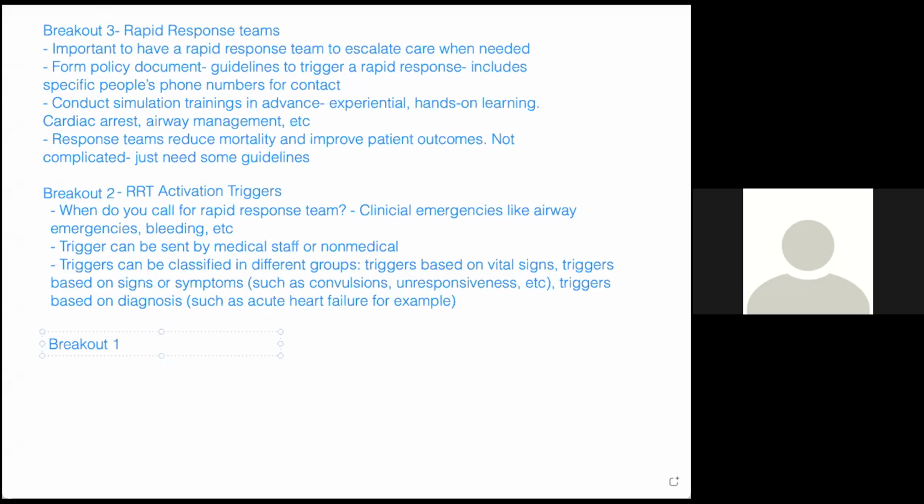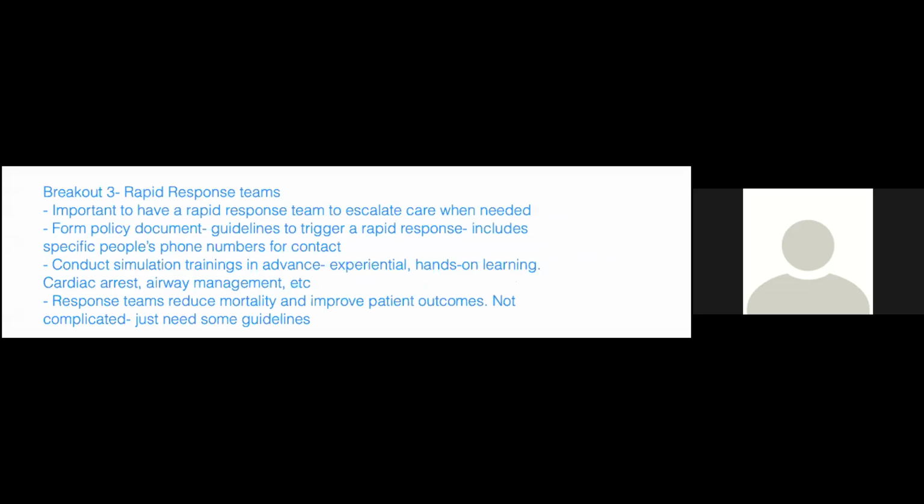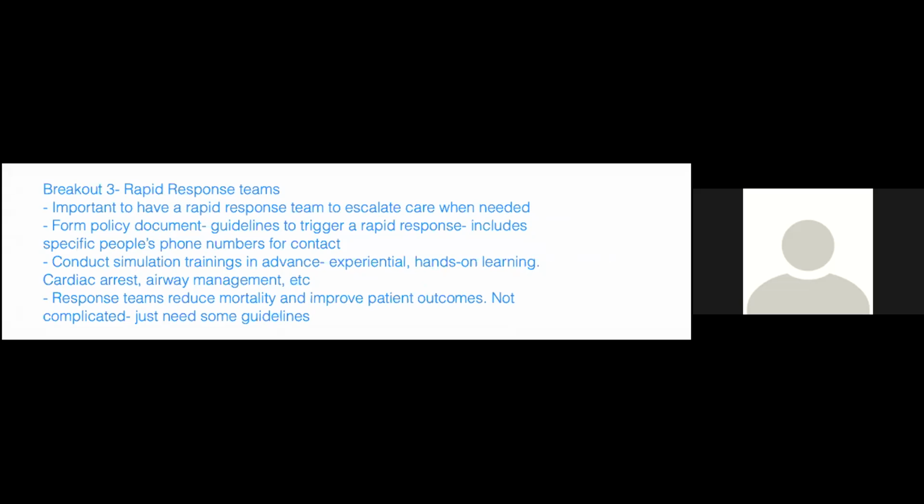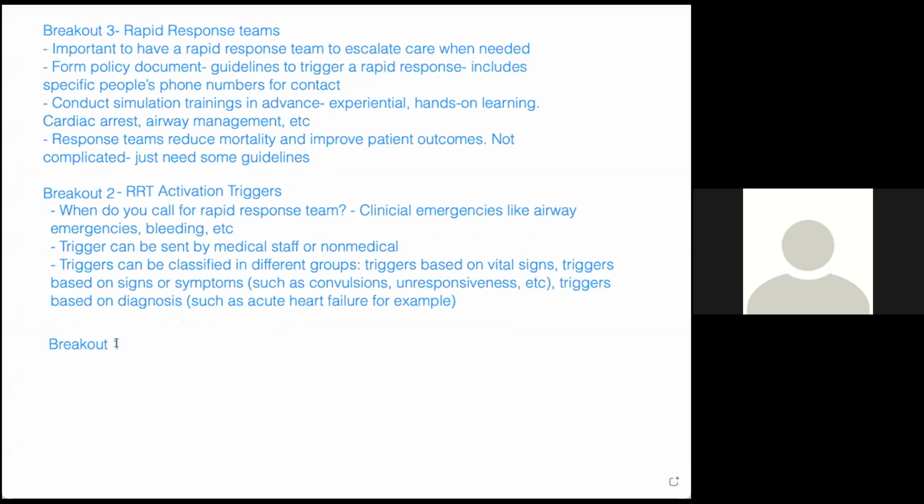So in our breakout room, we looked at the composition of this rapid response team and the code blue team, who triggers or who calls for an emergency. We looked at the two limbs of a rapid response team. One is the person calling for an emergency. This can be a person who is there when the patient is deteriorating, or the nurse taking care of the patient.